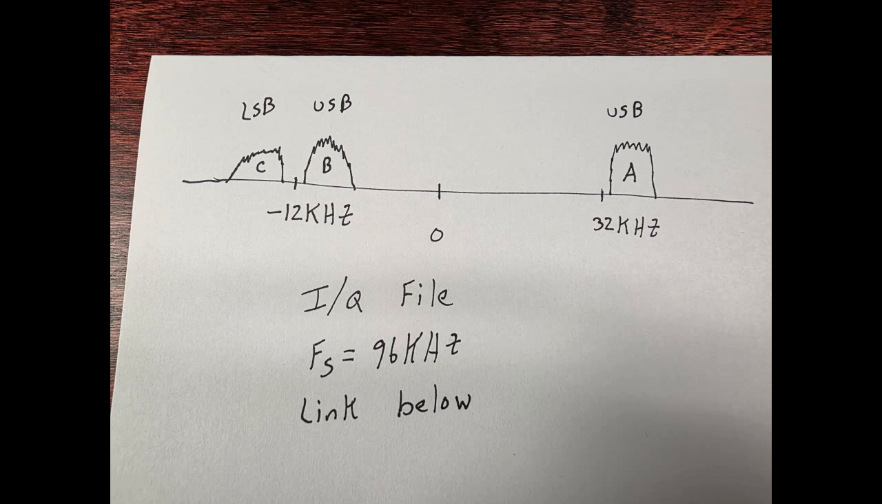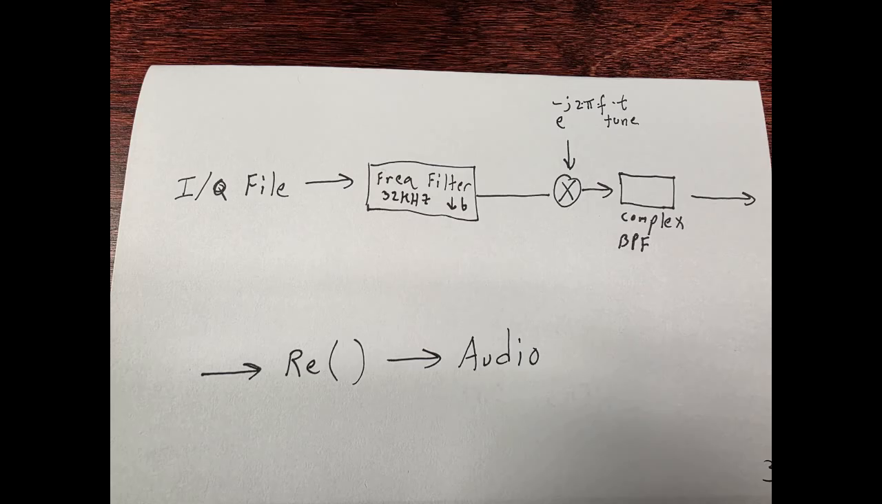Alright, let's get into the meat. So, how we're going to be demodulating these single sideband signals, we will not be using the Weaver method. That's a stupid method, particularly for DSP. We're going to read in the file here. We're going to focus on the single sideband signal that's at a 32 kilohertz offset.